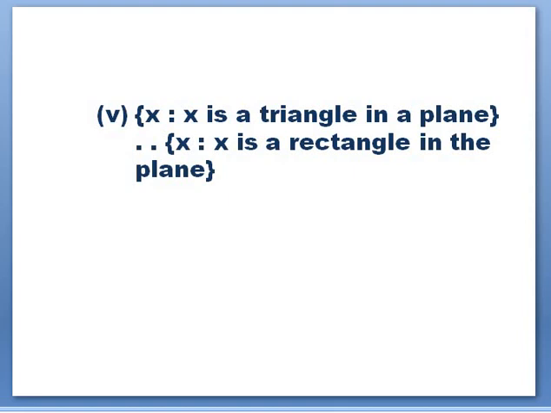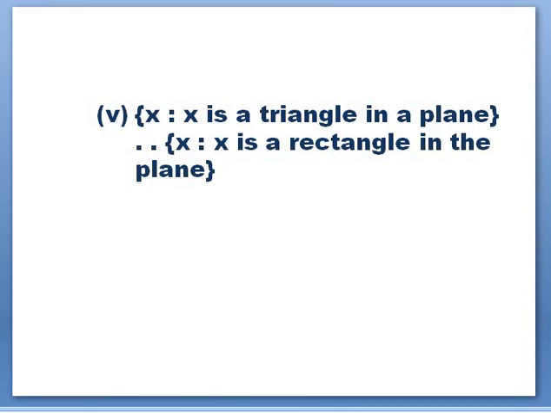See, triangle and rectangle both are different figures. Triangle has three sides, rectangle has four sides. So both of them are totally different. So neither the first one is a subset of the second, nor the second one a subset of the first one. So is it clear?